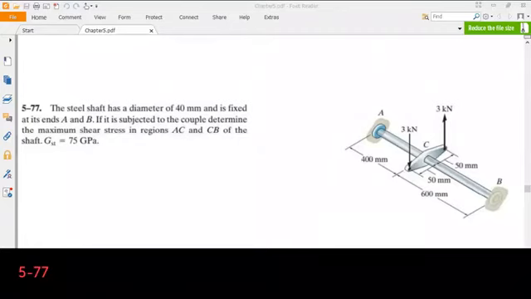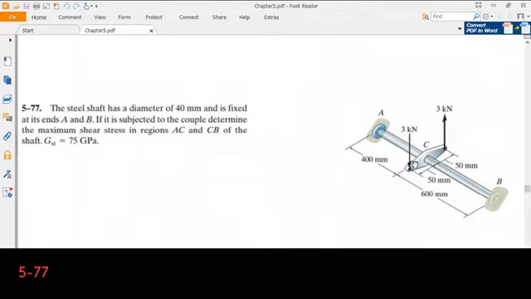Hello everyone. Our next problem is 577. Let's read the question. First, the steel shaft has a diameter of 40 millimeters and is fixed at its ends A and B. If it is subjected to the couple, determine the maximum shear stress in regions AC and CB of the shaft. Shear modulus of the steel is given as 75 gigapascals.